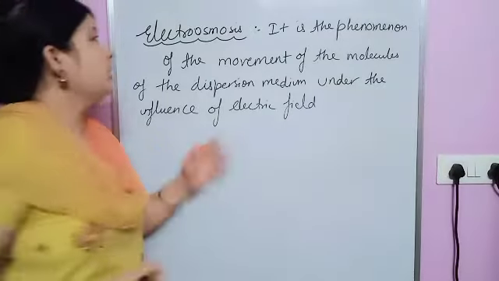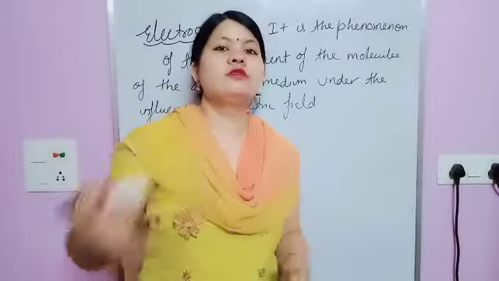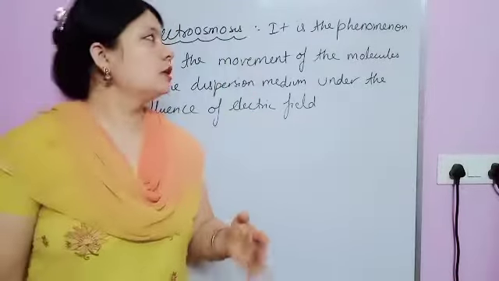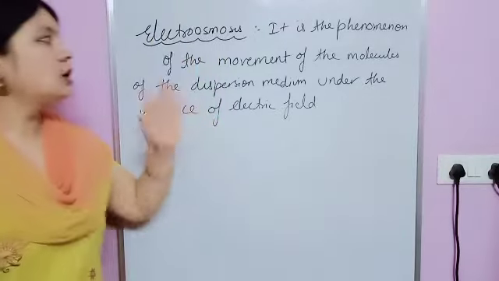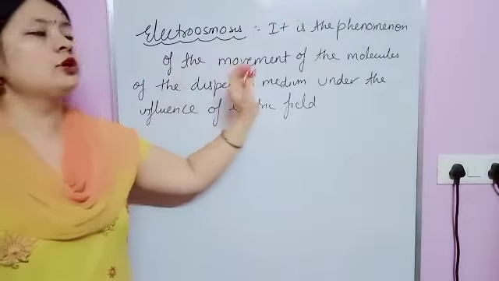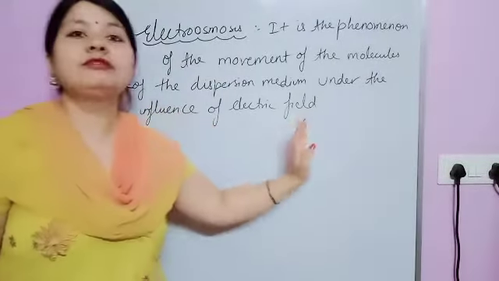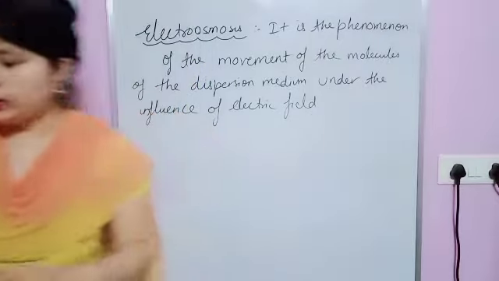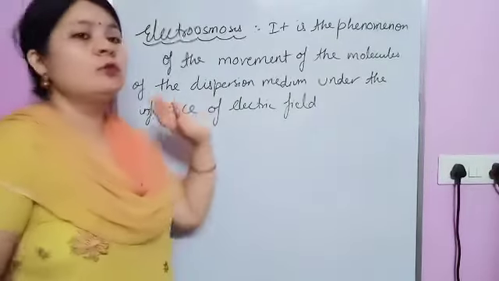Another term we have is electroosmosis. When the osmosis process occurs under the influence of electric field, that is known as electroosmosis. You know osmosis. In other words, it is the phenomenon of the movement of the particles or molecules of the dispersion medium under the influence of electric field, whereas colloidal particles are not allowed to move. This is regarding electroosmosis.